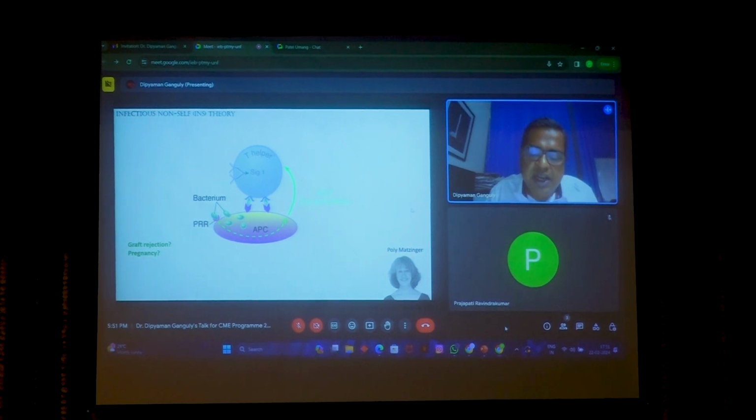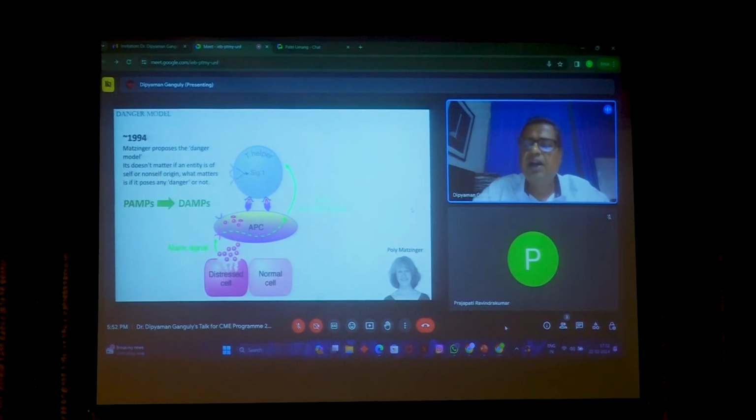Polly Matzinger, who proposed that the immune system doesn't really care about whether it's looking at a foreign entity or an infectious pathogen. It only looks at whether there is any danger posed to the body of the host. And that danger will be sensed by means of some signals which are alarming to the antigen presenting cells, and these alarmins or alarm signals can actually be responded to by the PRRs themselves.